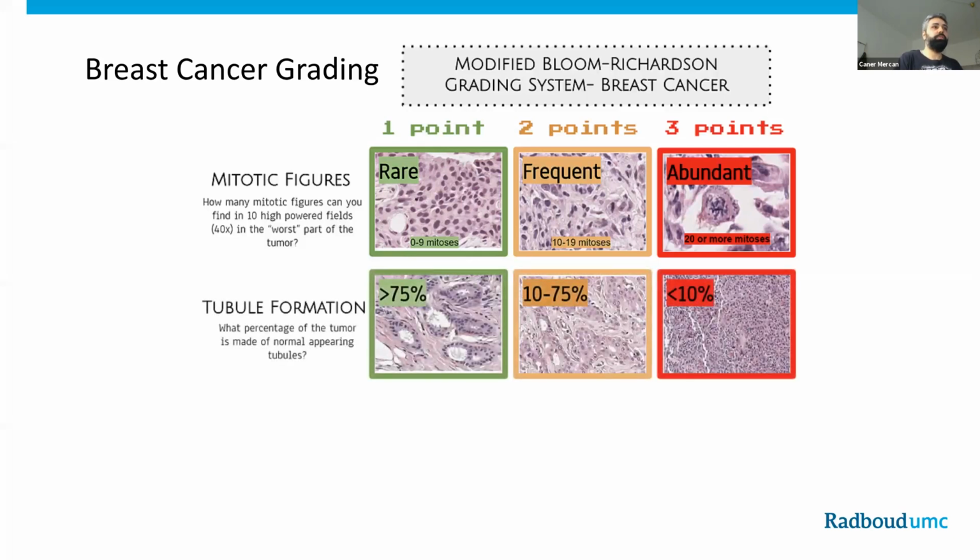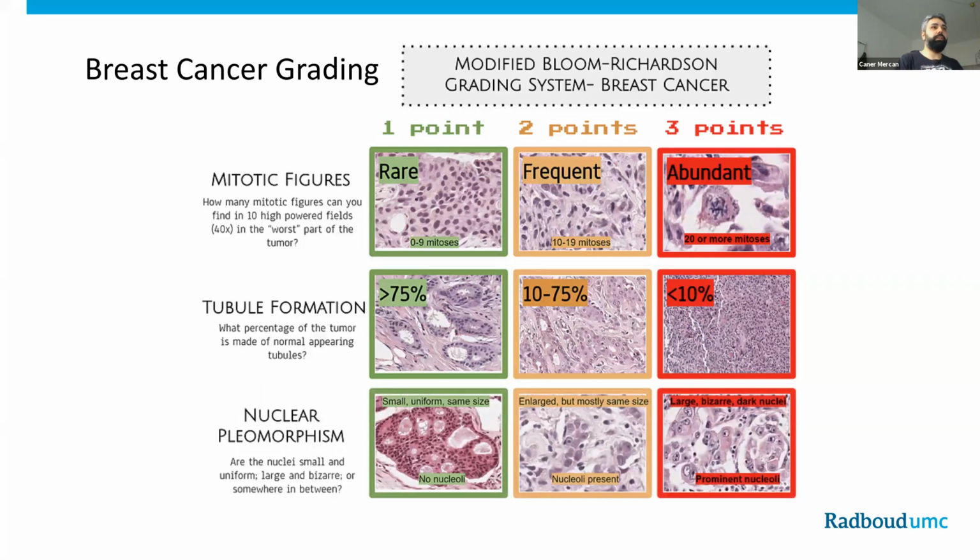The second one is tubular formation. It is scored on the entire whole slide image, unlike mitotic count. It's based on the percentage of the glands. If there are glands that are normal looking, like the one on the left in the green, it gets a point of 1, and if it doesn't show any kind of normal appearing glands, it gets more severe points.